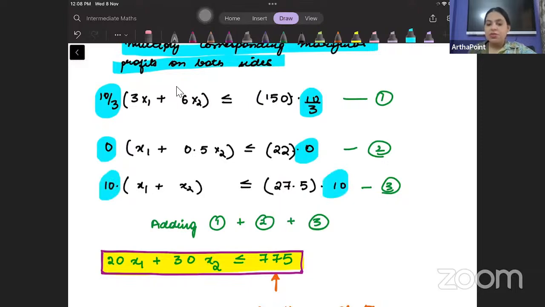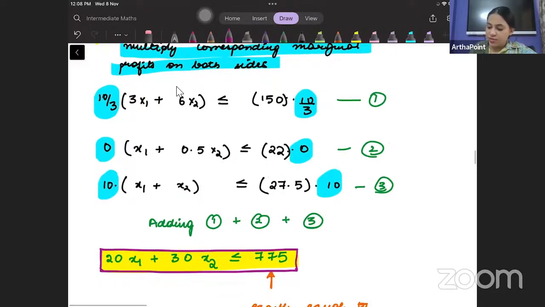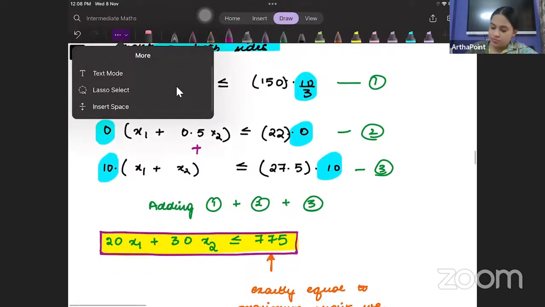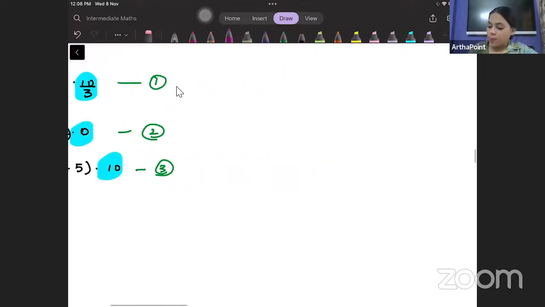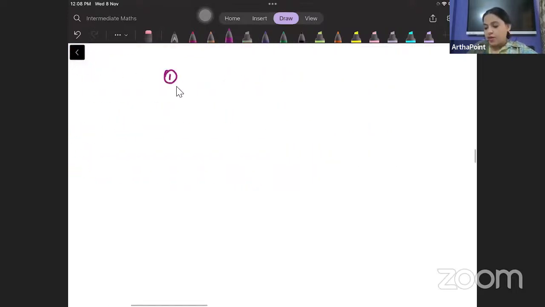And after multiplying the marginal profits, I am adding the three equations together. ध्यान से देखना बेटा. Again, I am repeating what I have done. This is very important, very, very important. ध्यान से सुनो. Beta, step 1. We were given to maximize 20x1 plus 30x2. We had to go ahead and we had to maximize this.